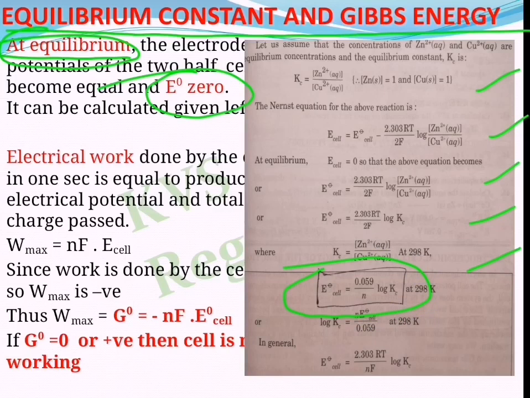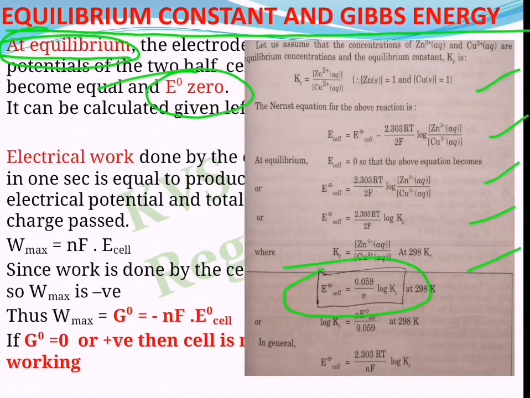This is the important formula used in numericals, that is E naught cell is equal to 0.059 upon n into log of Kc. Kc is the equilibrium constant, and E naught cell is the standard EMF of the cell.